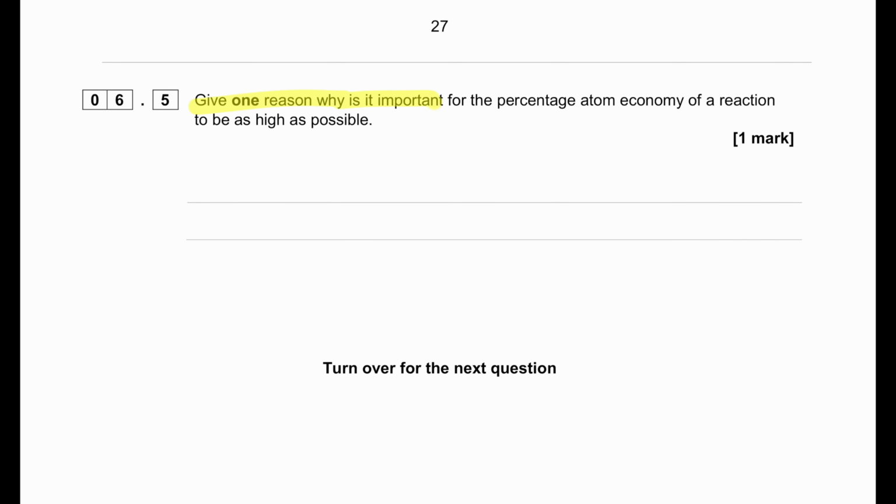Give one reason why it is important for the percentage atom economy of a reaction to be as high as possible. So you see, the higher the percentage atom economy we have, the more reactant is turned into product and thereby fewer byproducts are produced. Since byproducts most often don't have economic value, it's a wastage, and the less we put into the environment the better. So the answer can be written as follows.